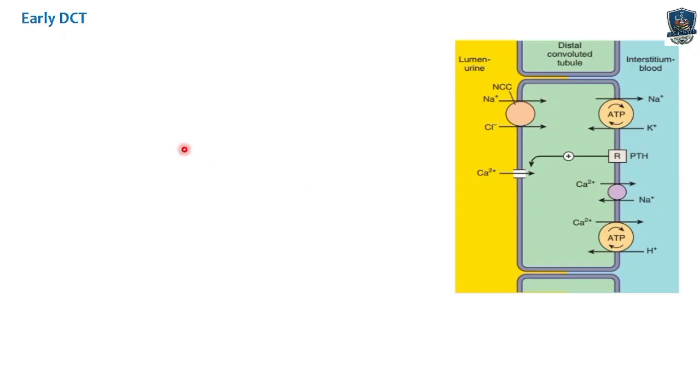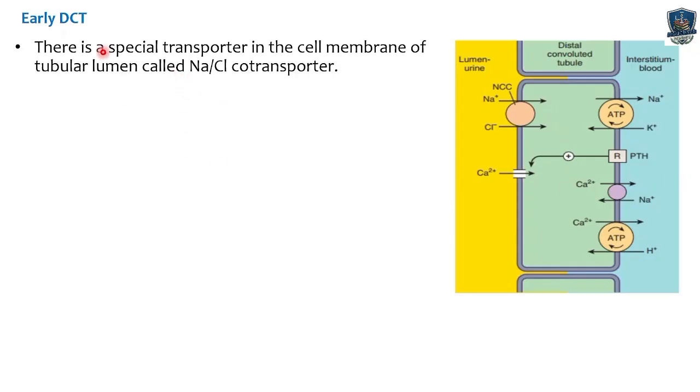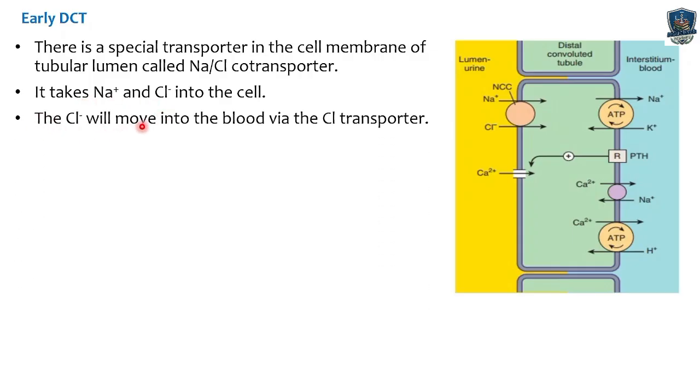So that's something that we have to note. There's a special transporter in the cell membrane called the sodium chloride co-transporter, as you can see in my diagram here. It takes sodium and chloride into the cell, as I've explained. The chloride ion will move into the blood via its channel. In my previous slide, you have seen how that happens. The sodium ion moves into the bloodstream via the sodium potassium ATPase. I've said that when the sodium moves into the tubular cell, the sodium potassium ATPase pump will further move it into the blood in exchange of potassium.